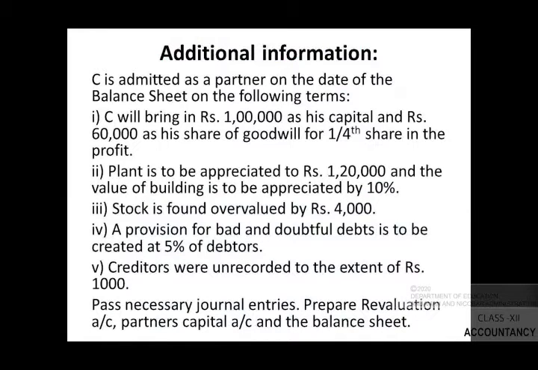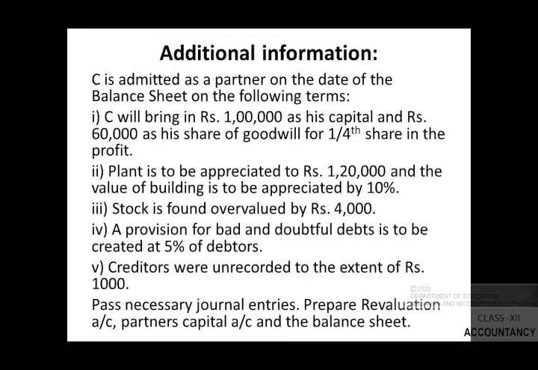Now let's see the additional information given with this question. C is admitted as a partner on the date of the balance sheet on the following terms. Point number 1, C will bring rupees 1 lakh as his capital and rupees 60,000 as his share of goodwill for 1/4 share in the profit. Point number 2, plant is to be appreciated to rupees 1,20,000 and the value of building is to be appreciated by 10%.